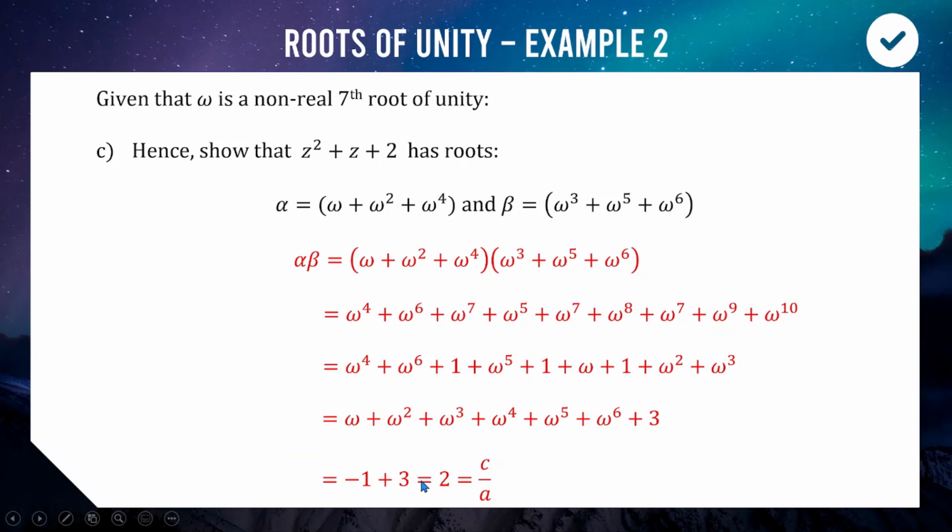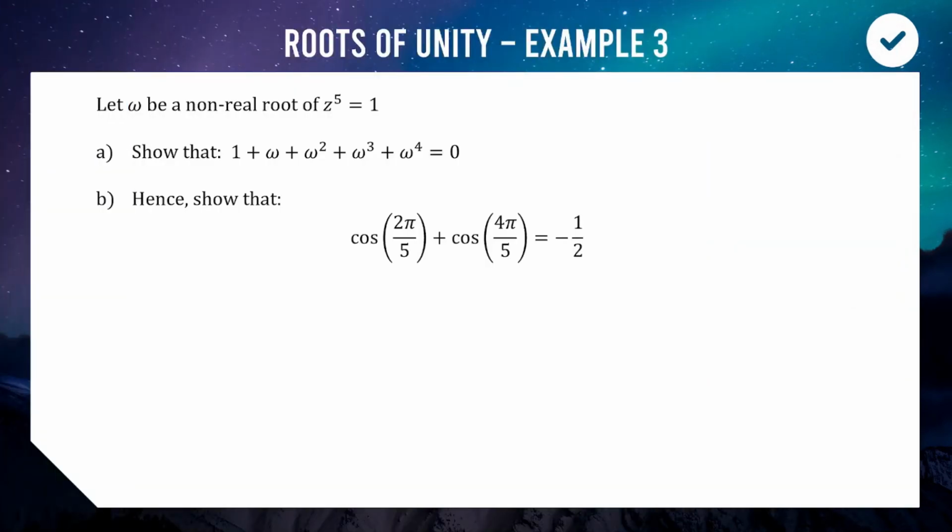This is equal to 2, which is what we were trying to show, because 2 in this quadratic is c divided by a. So there you go. We have shown that alpha and beta for this quadratic satisfy the sum of roots and the product of roots. So it works. Hooray!